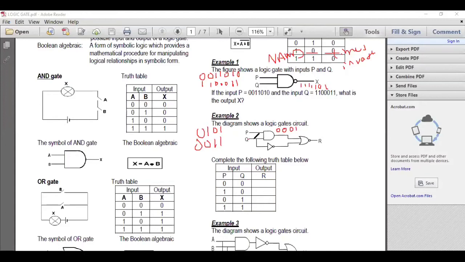At the same time, this Q also goes down here. So this Q becomes the input of the NOT gate, and you must inverse it. So 0 inverse becomes 1, 1 becomes 0, 0 becomes 1, 1 becomes 0.